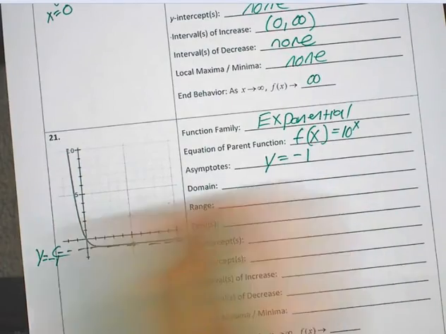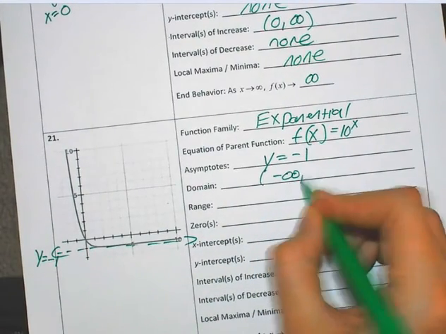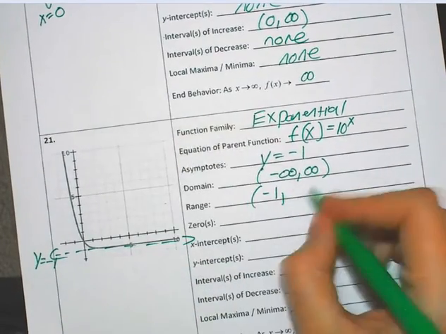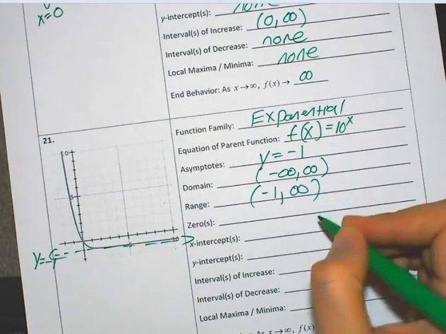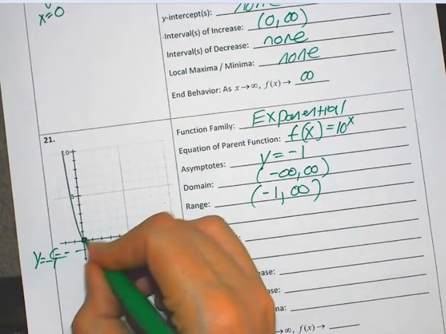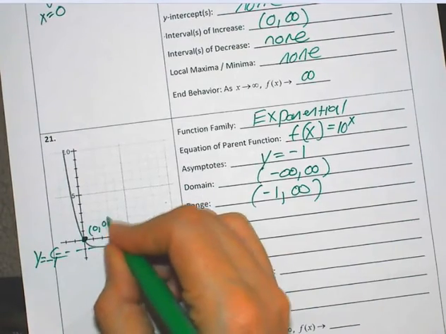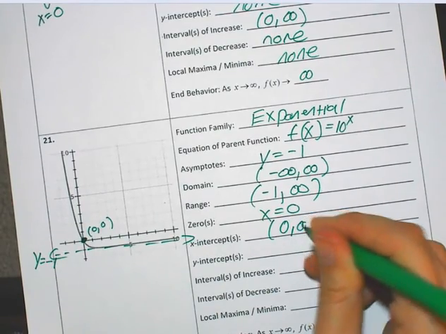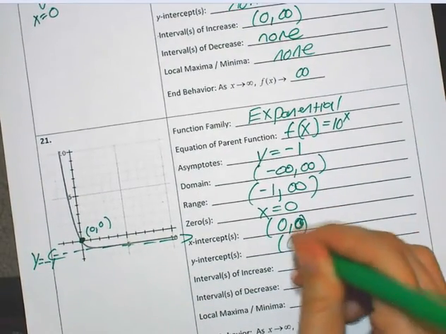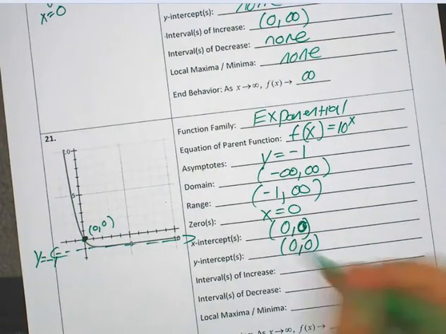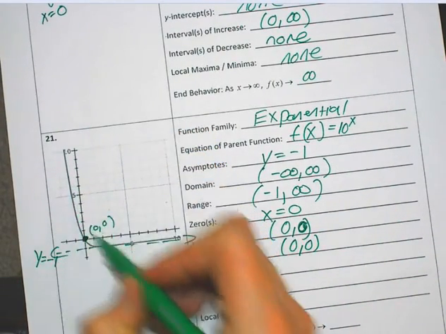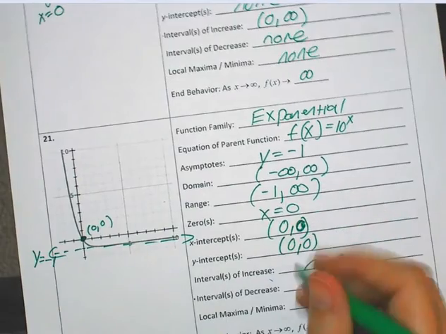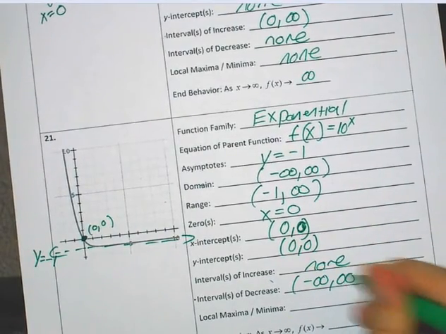Our domain is going to be negative infinity to positive infinity. Remember, that's left to right. Range, my first value of range is -1, and that goes to positive infinity, down to up. Zero, so where it crosses the x-axis, it crosses right here at 0, 0. So x equals 0. My x-intercept is at 0, 0. Whoops. My y-intercept at 0, 0. Then if I'm riding a roller coaster, I'm going to go down the whole time, so there's no increasing. And decreasing is going to match my domain, so negative infinity to positive infinity.